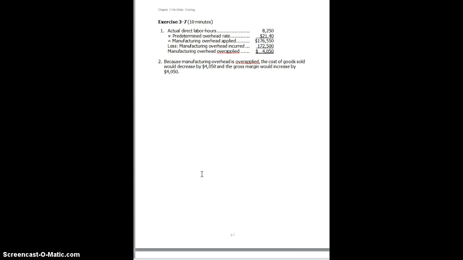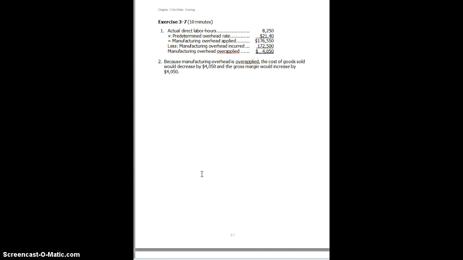This exercise 3-7 is on page 115. Part 1 of this problem wanted us to determine the amount of under or over applied manufacturing overhead for the period. In order to solve this problem, we need to first determine how much manufacturing overhead was applied.